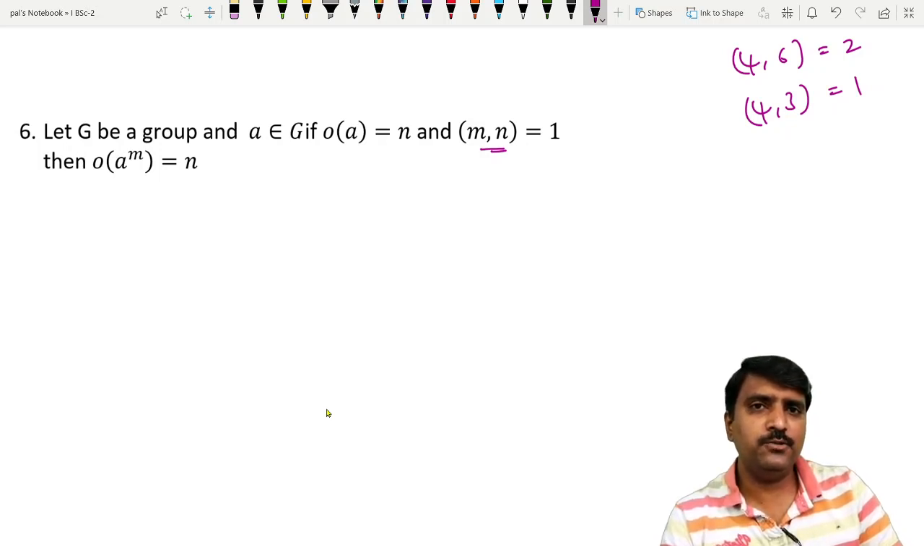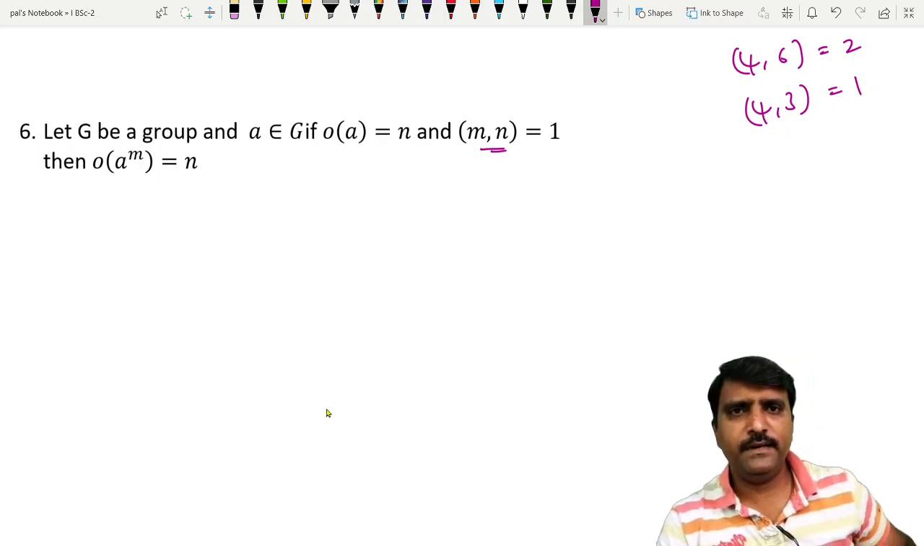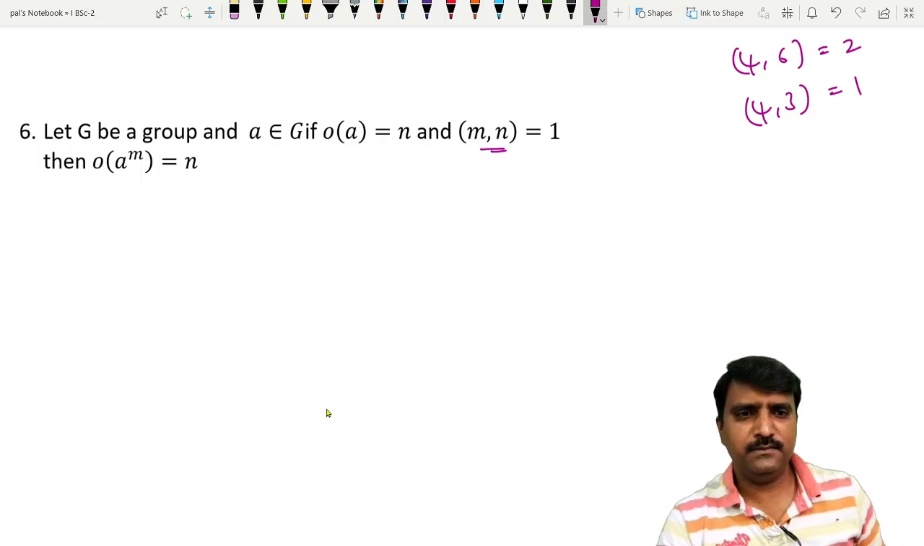The biggest number that divides both 4 and 3, that is 1. The biggest number that divides both 4 and 6, that is 2. So GCD of 4 and 3 is 1. If GCD of any two numbers a, b is 1, then we say the two numbers are relatively prime numbers. So if the GCD is 1, we call them relatively prime numbers. So here m and n are relatively prime because their GCD is 1. We write (m, n) is equal to 1.